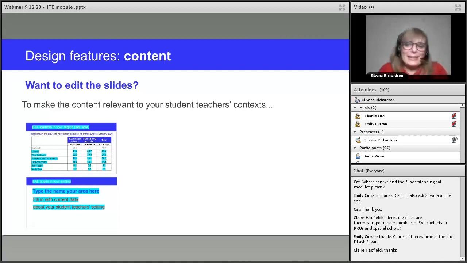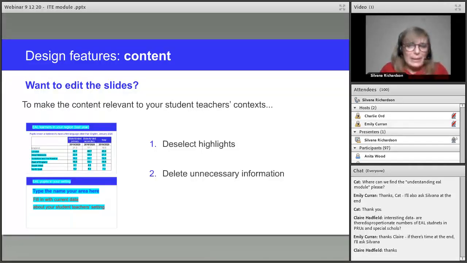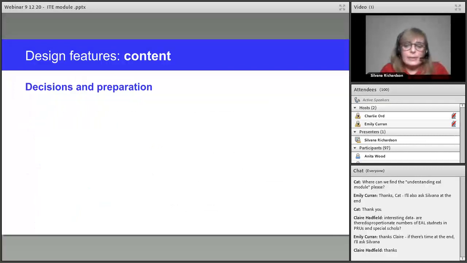So if you want to edit these editable slides to make the content relevant to your student teachers' contexts, all you need to do is to deselect the highlights. This also, of course, applies to the supplementary content as well, the pink and the yellow. Delete any unnecessary information that doesn't apply to your context and add information as appropriate to your context. As I said, your local authority data, your school data, etc.